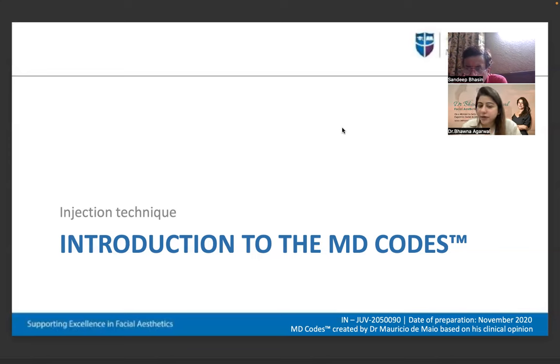And this was introduced by Dr. Mauricio de Maio. He is a well-renowned plastic surgeon from Brazil. He has given these codes, because of which the results with dermal fillers have become more satisfactory. The doctors are more confident while they are injecting, and they can promise the results that they can deliver.